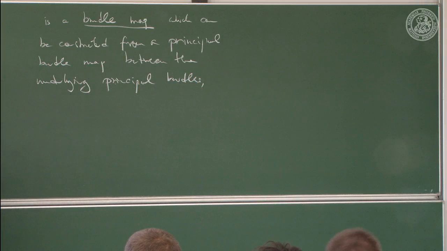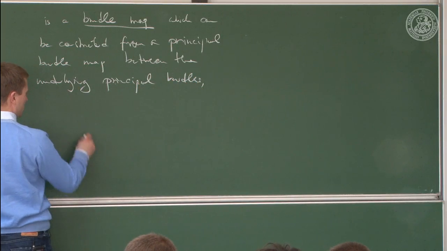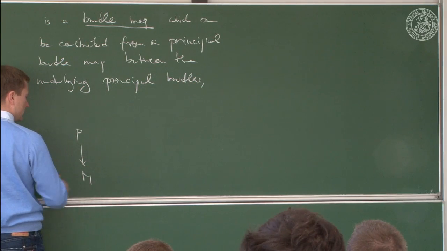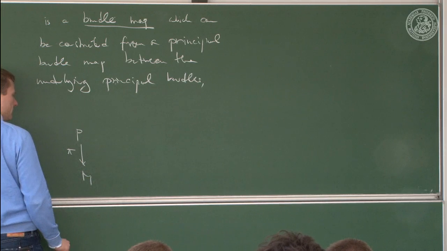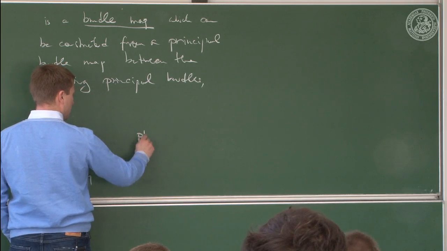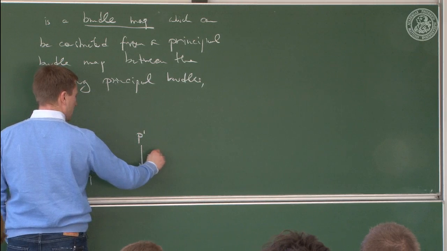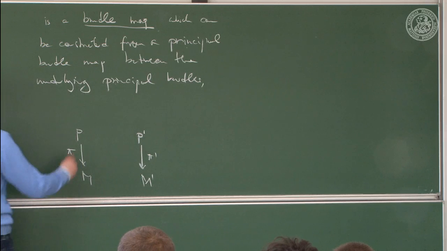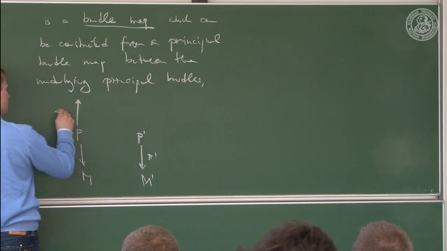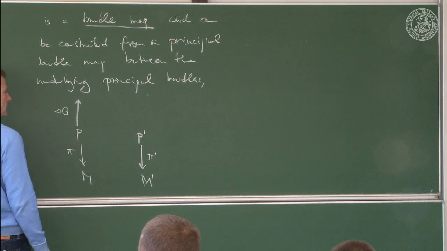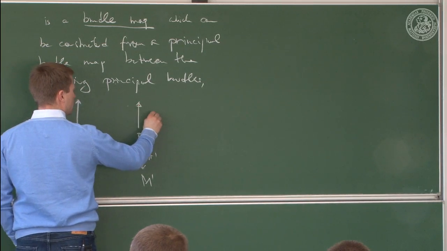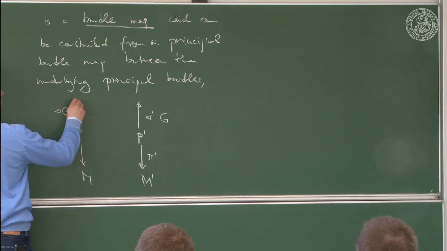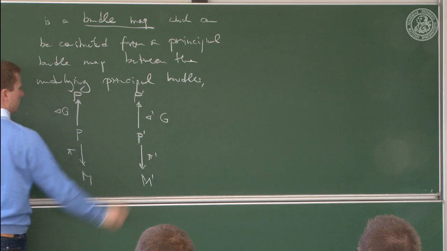So let's write down such a map between the underlying principal bundles. We have the principal bundle P down to M, that's the projection pi. We have another principal bundle P prime, with the projection pi prime, going down to M prime. These are the two principal bundles. But we also want the right action of G on this one, and the right action primed of the same group G on this one, so we arrive at P and P prime here.